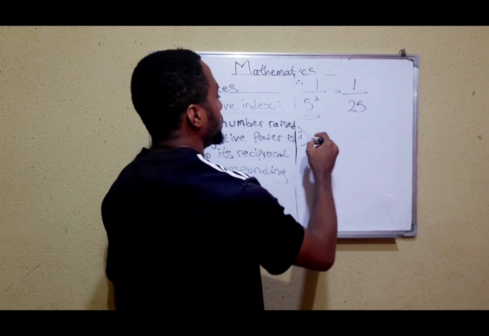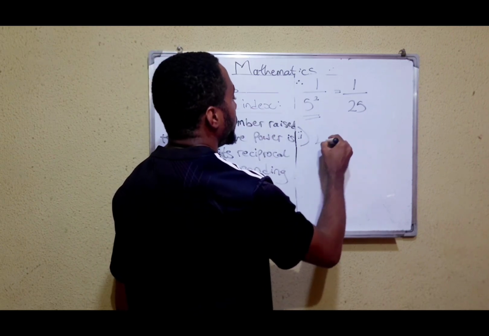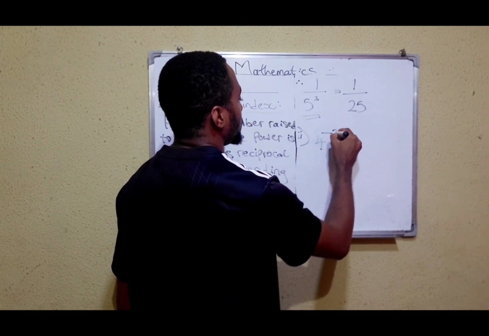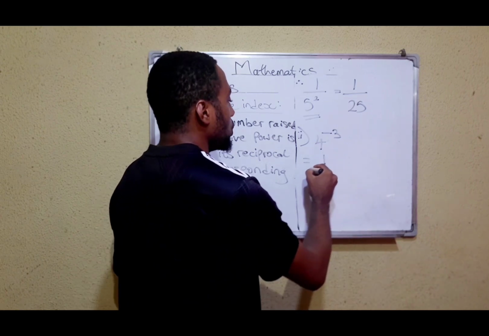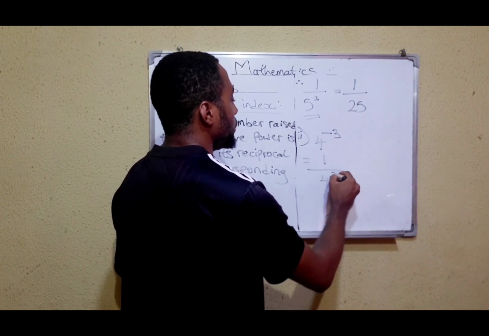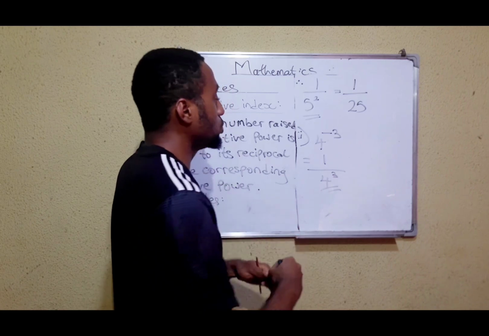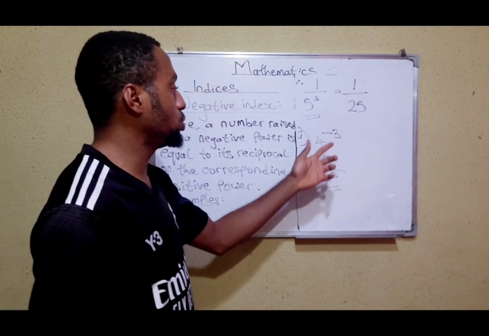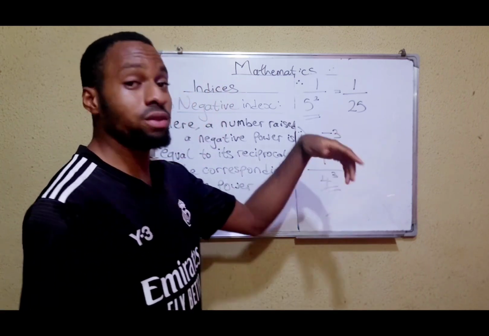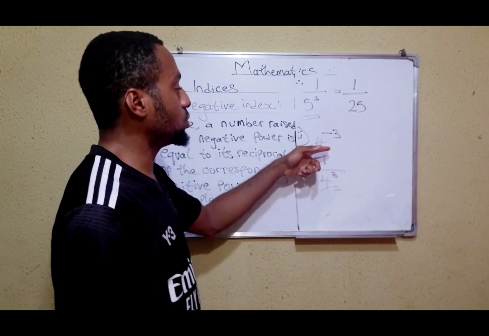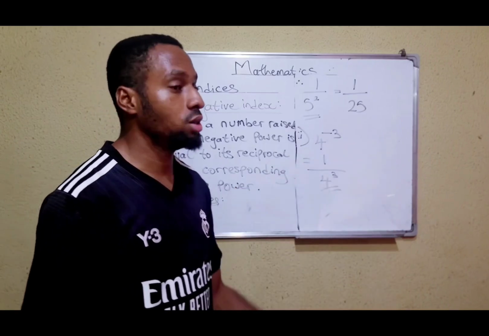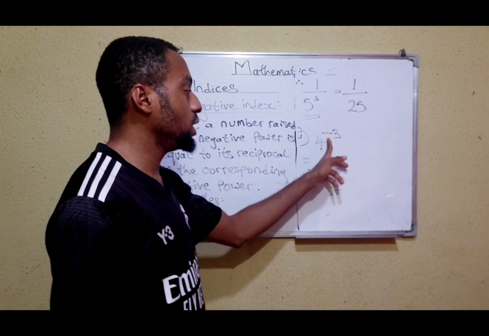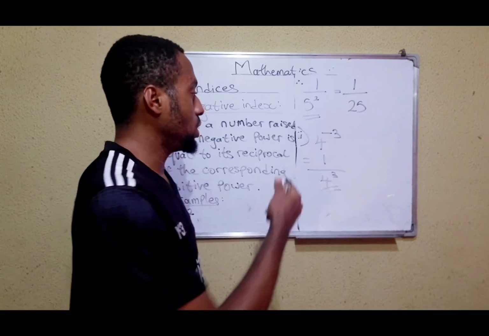So let's have a second example. If we have 4 raised to the power of minus 3, it's the same process: 1 all over 4 raised to the power of 3. Just know that once you have a negative index, remove the negative sign and leave it as 1 all over your base and then your power.